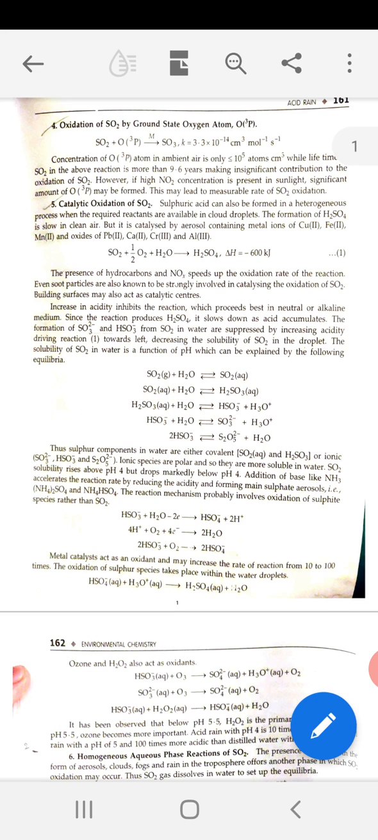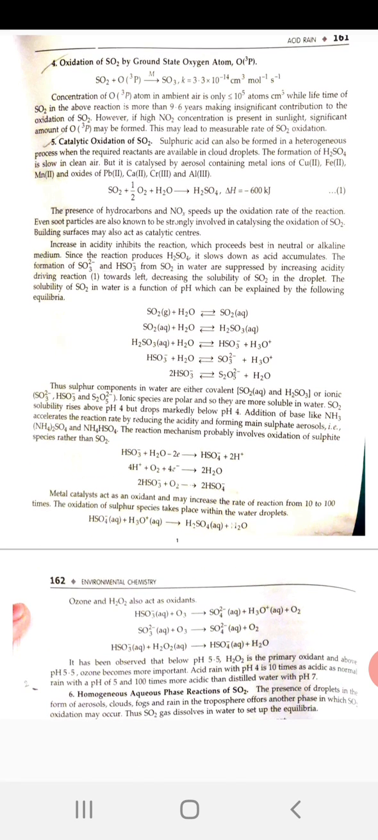Oxidation of sulfur dioxide by ground state oxygen atom, oxygen in the 3P state. Ground state means it is the lowest energy state. SO2 combines with ground state oxygen atom in the presence of a third body to form sulfur trioxide, and the rate constant K for this reaction is 3.3 into 10 to the power minus 14 centimeter cube mole inverse centimeter second inverse.